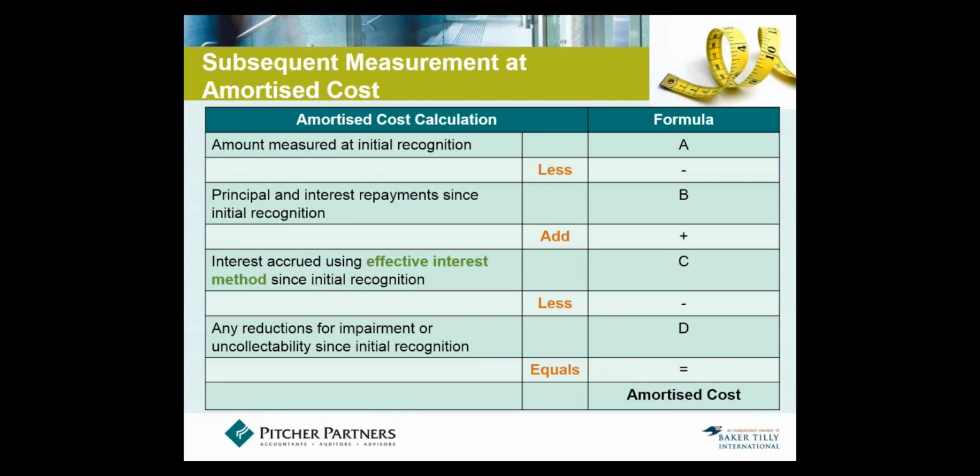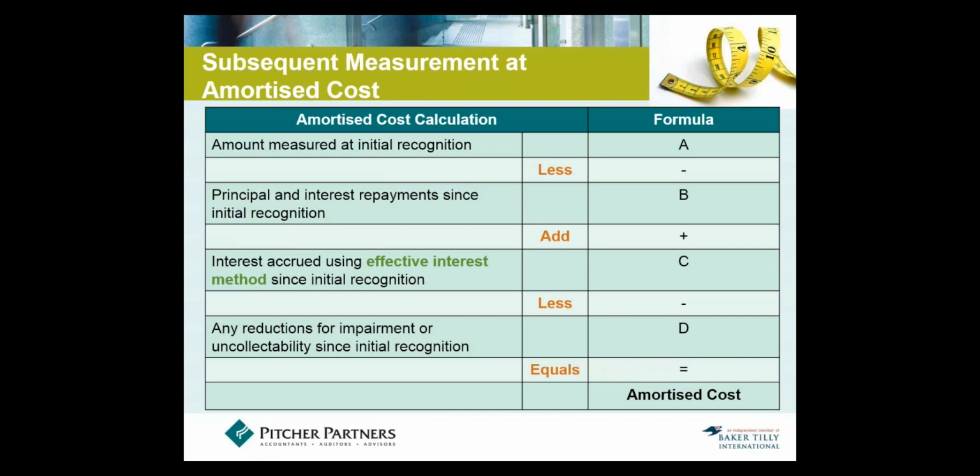So that slide can change into the following. We could say it is the amount measured at initial recognition, less the principal and interest repayments since initial recognition. We can add the interest that's accrued. So this is not the interest that's paid, it's the interest accrued using an effective interest rate method. It's not a straight lining. And then the last one is to consider impairment if it is a financial asset. So this is amortized cost.